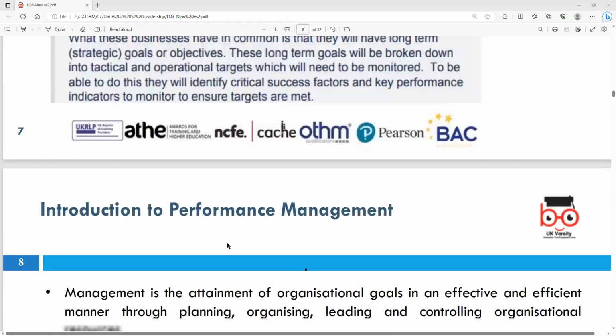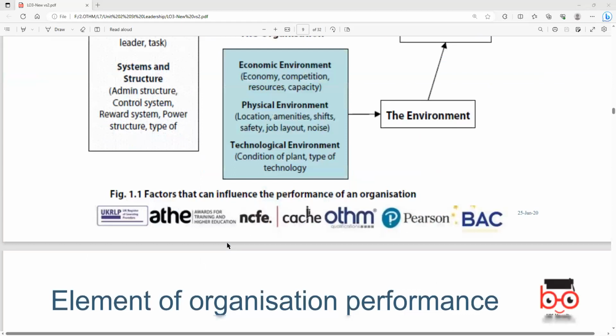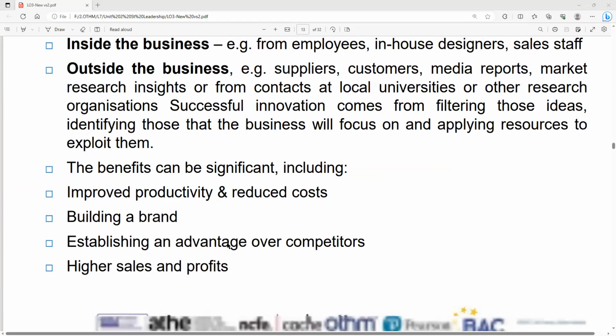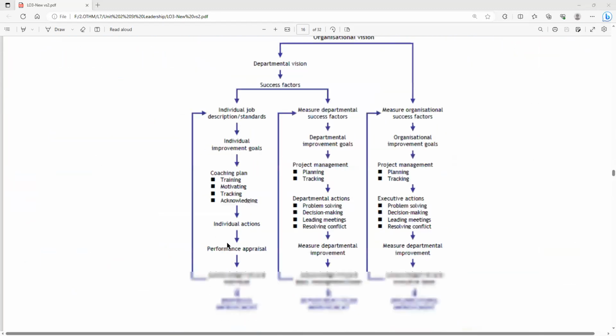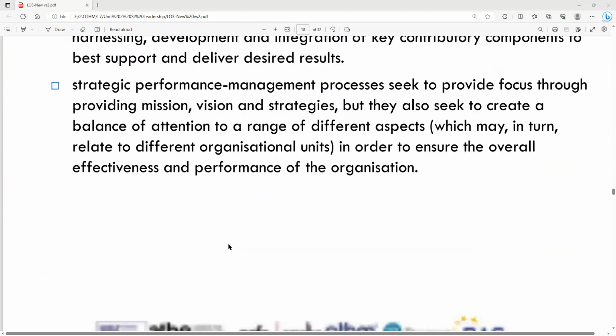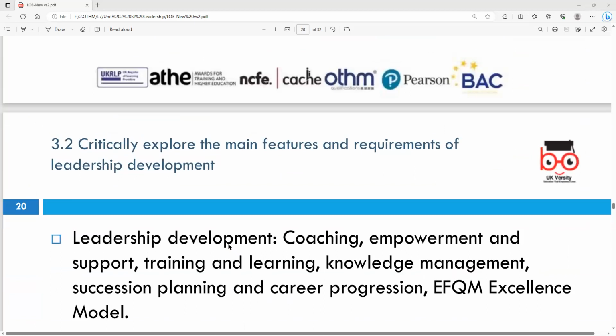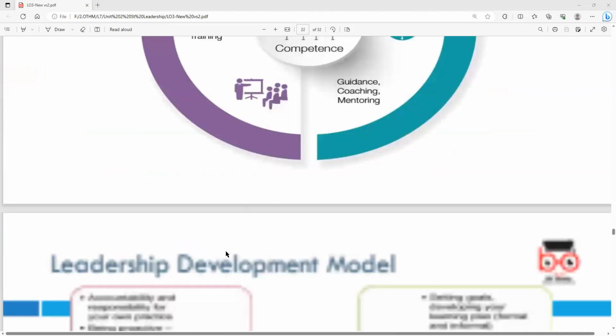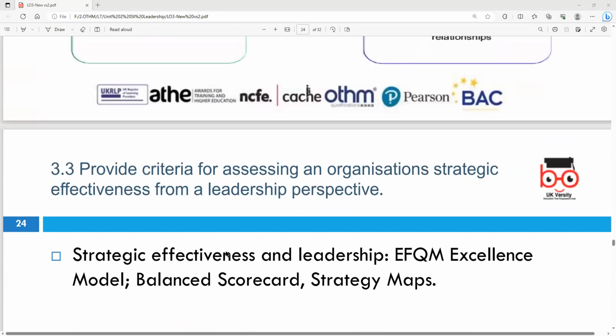The AC2, which is the learning assessment criteria number 2, is going to be looking at the main features and requirements of leadership, i.e. critically exploring the main features and requirements of leadership development. And the learning assessment criteria number 3 talks about assessing an organization's strategic effectiveness from a leadership perspective.